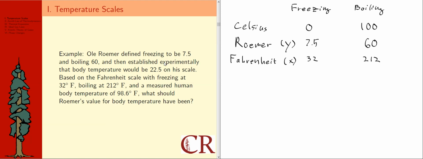And in that sense, we can establish a slope based on the numbers that are here, taking the point of view that those represent ordered pairs. So a slope should be change in y over change in x. In this case, that would be 60 minus 7.5 divided by 212 minus 32, which is really going to be 52.5 divided by 180. So that's something I'll be able to use.